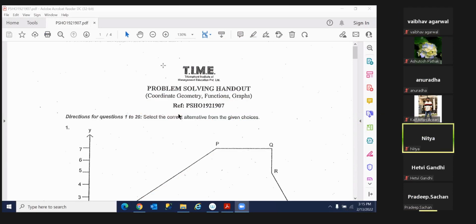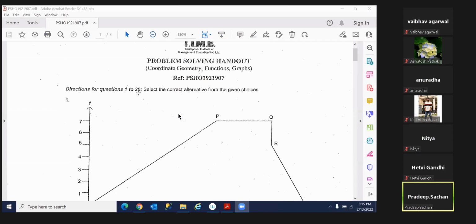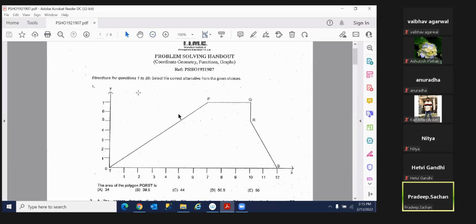So today our class is on coordinate geometry, function and graph, a quant class. Now, very interesting class, but some people feel this graph kind of class is very simple or very easy, and some people consider graph type of classes as very difficult.